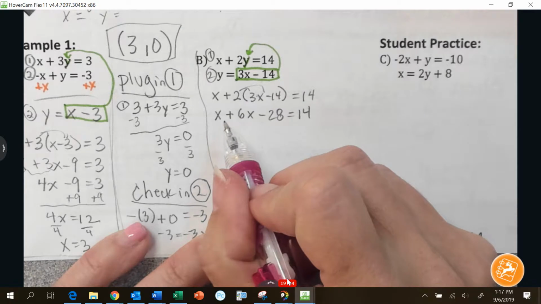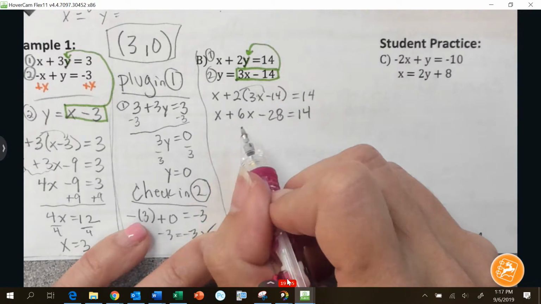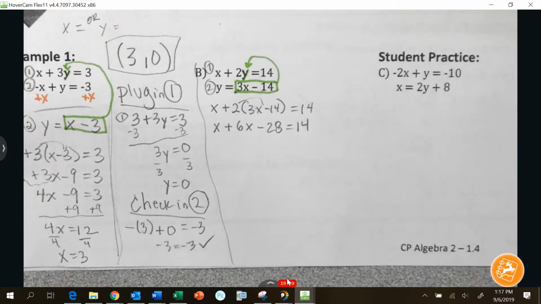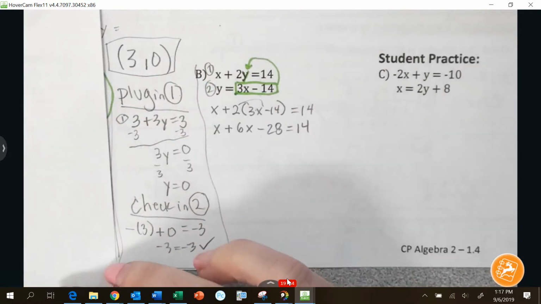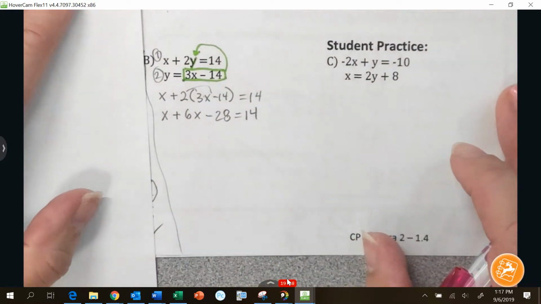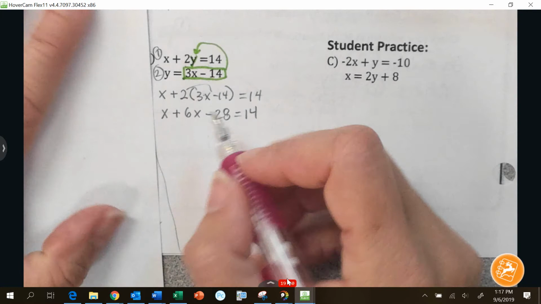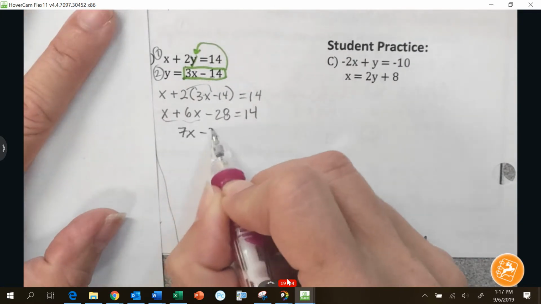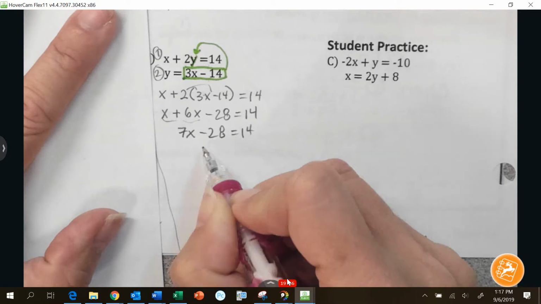I'm going to add together x and 6x. Something's bothering me. I want to cover up that first work. Oh, that looks less confusing. Okay, so I'm going to add together my like terms, and I get 7x minus 28 equals 14.